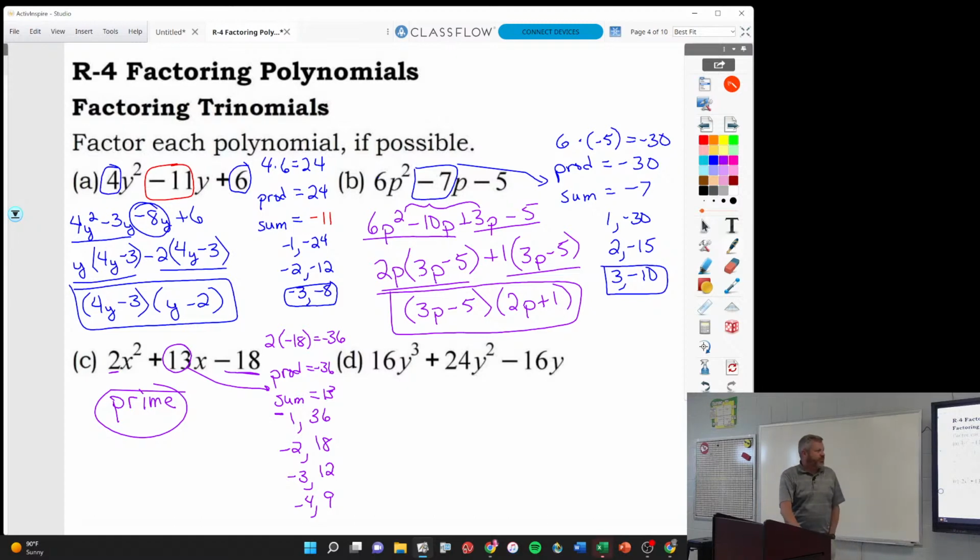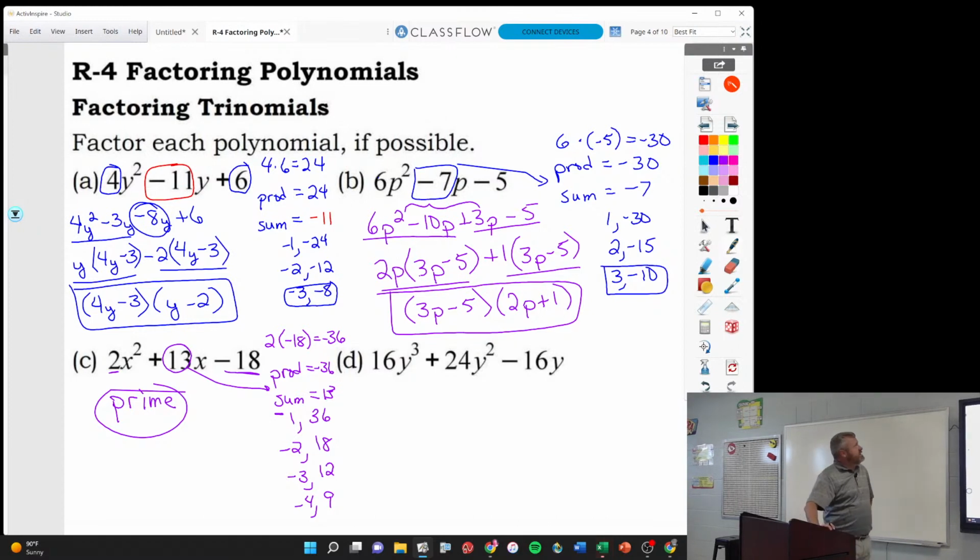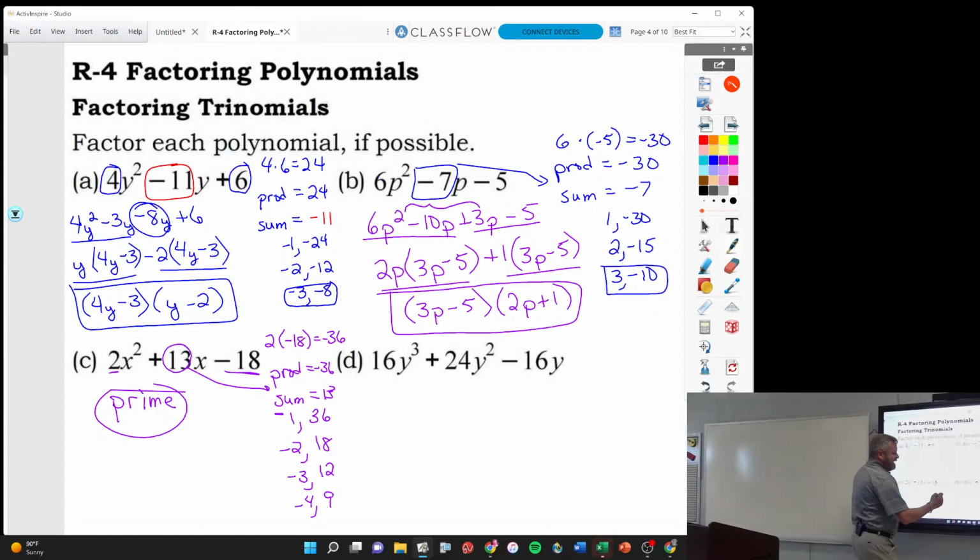Okay, last problem for factoring trinomials. 16y cubed plus 24y squared minus 16y. Again, first step of factoring is always, always, always look for that greatest common factor. Well, if you'll notice, all three of these terms have a y. So I know for sure I can take out a y. All three of those terms are even, so I know I can take out a 2. And if you look closer, you can go even further than that. 8 goes into 16. 8 goes into 24. 8 goes into negative 16. So the greatest common factor of this polynomial is 8y.